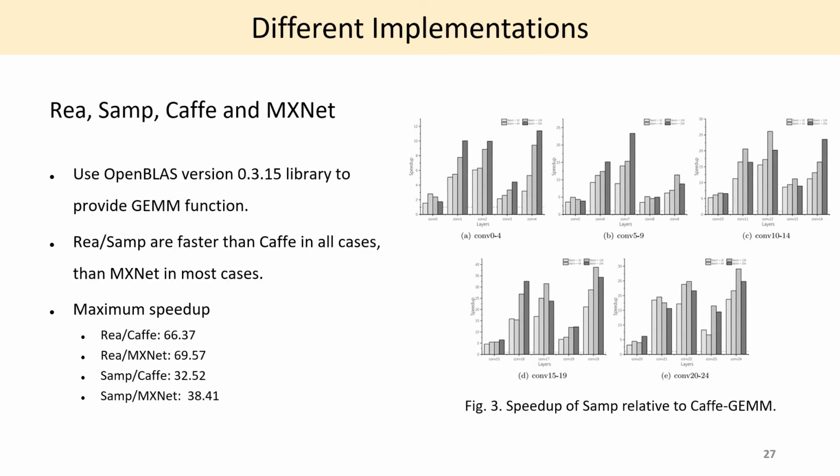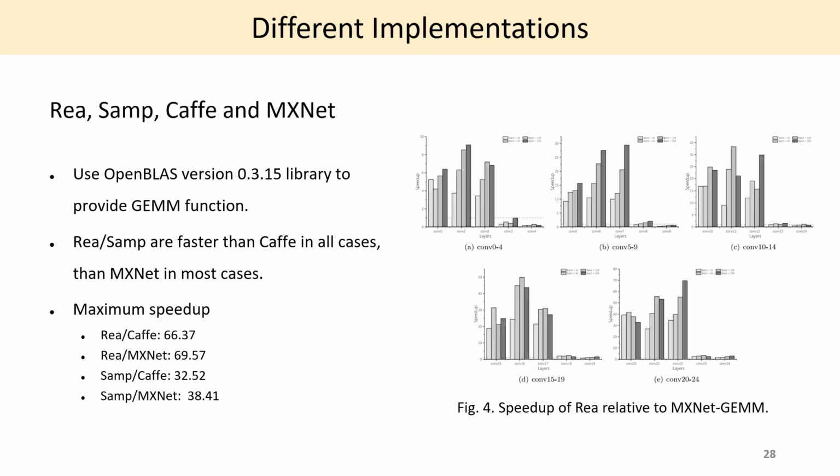For different implementations, we use the OpenBLAS library to provide GEMM functions. The arrangement and sampling are faster than Caffe in all cases. The maximum speedups of the arrangement and sampling relative to GEMM-based convolution in Caffe and Anchina are shown below.